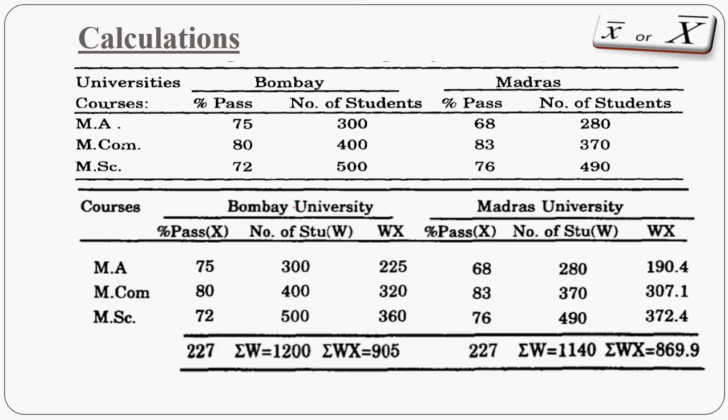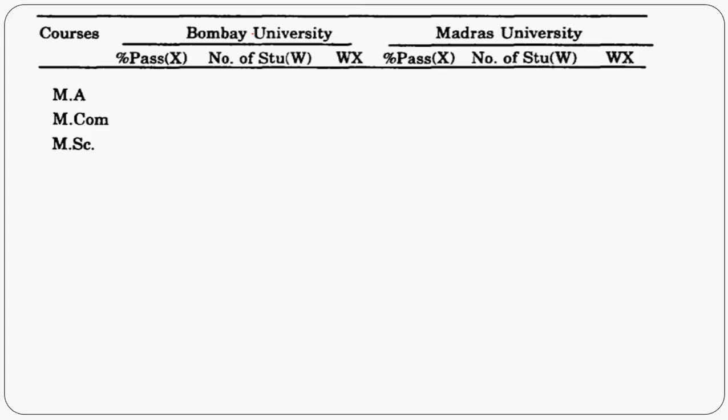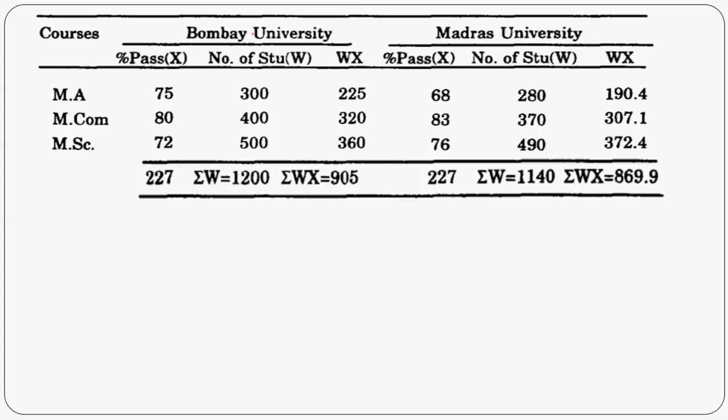Okay. So after getting the total, now we calculated the problem and we have calculated the result. Now we need to identify the weighted average mean for Bombay University and Madras University. Now, what is the total? What is the formula, dear students, for calculating weighted arithmetic mean?